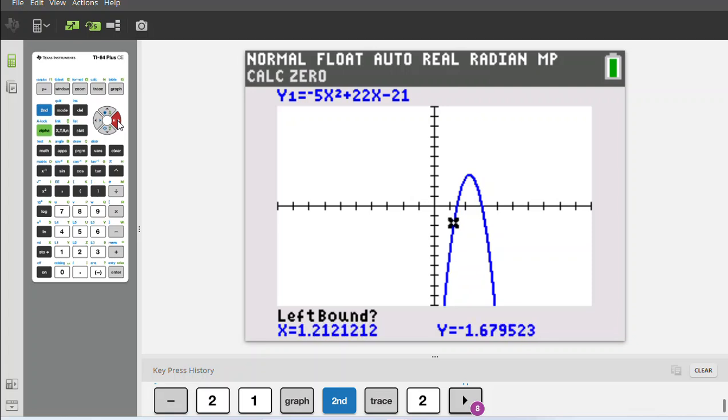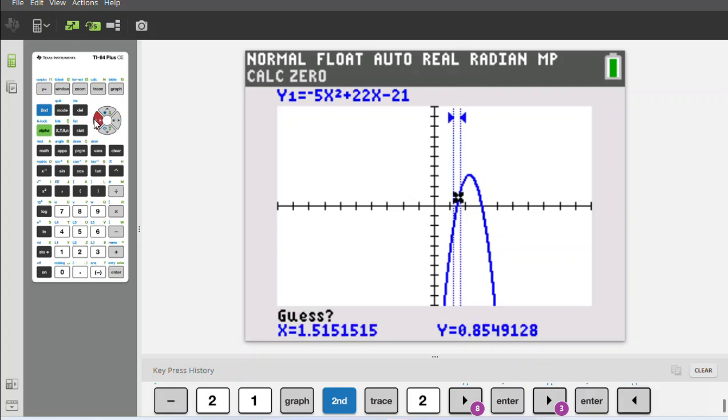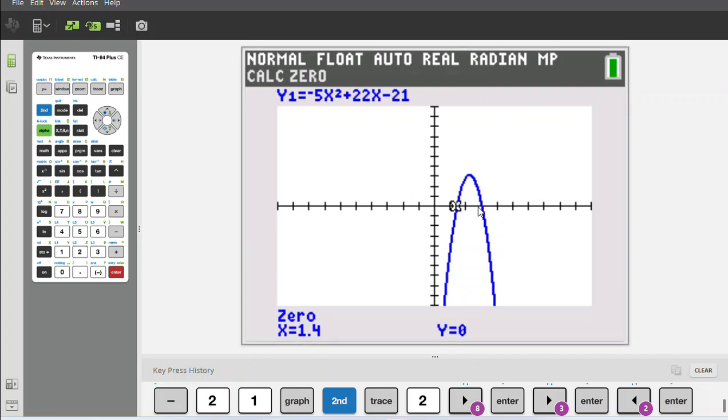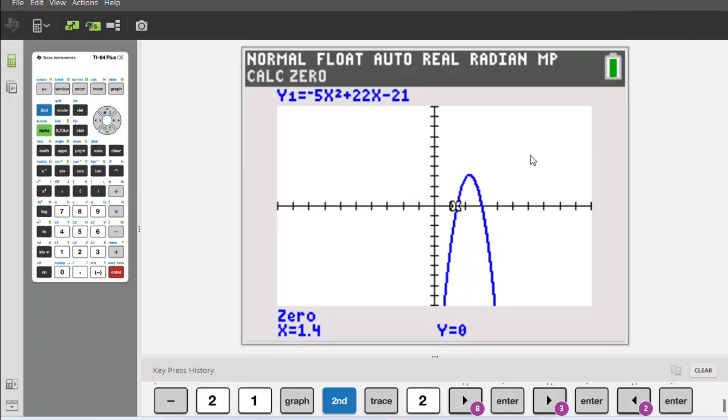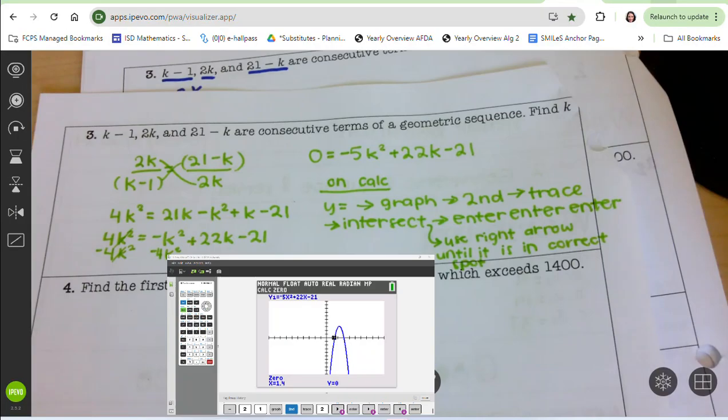Okay. I'm to the left of the 0 right now. All right, I press enter once. I need to go to the right of the 0. Press enter again, and then I need to move close to the 0 and press enter again, and there's that same answer of 1.4. If you do the same thing on the other side, you can see this crossing right here at 3. You're going to get the other answer also, okay? It's another way to solve the same problem. I know I went through it really quickly, but it's on the video, so you can go back and watch that if you want to try that method instead. Okay?